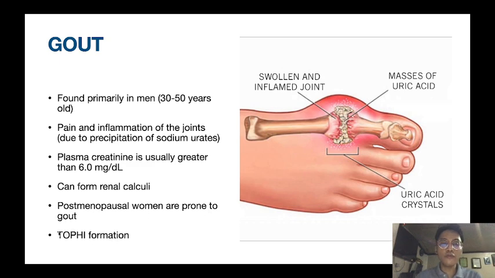So, itong tophi formation, actually guys, itong mga precipitations of uric acid dito sa ating joints, tissues, those are called tophi or tophus kapag singular. Okay? So, tophi ang tawag niyan. So, tophi are caused by increased uric acid.